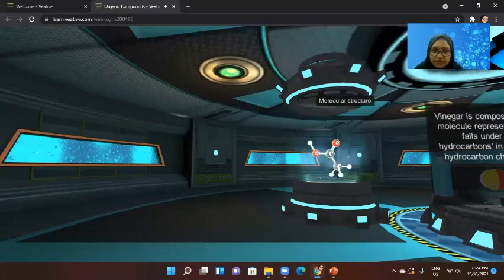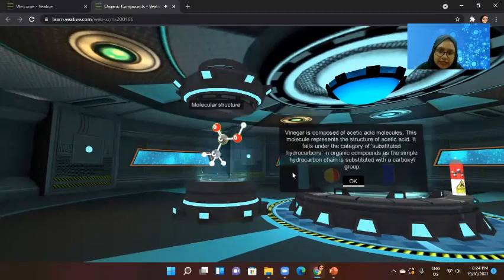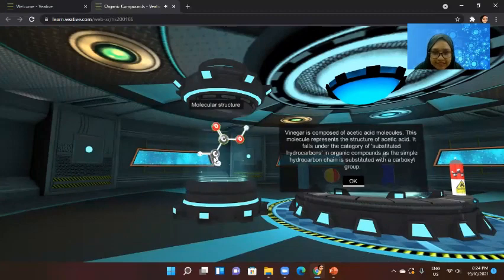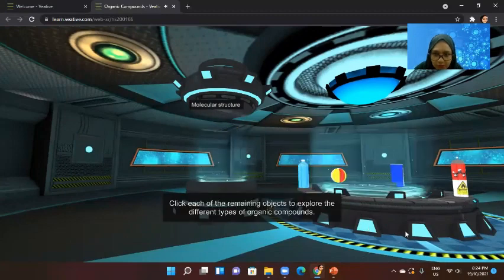See, vinegar. Okay, vinegar is actually called acetic acid. Okay, or sometimes you see them as butanoic acid. Okay, this molecule here represents the structure of acetic acid. It falls under the category of substituted hydrocarbons in organic compounds, as the simple hydrocarbon chain is substituted with a carboxyl.